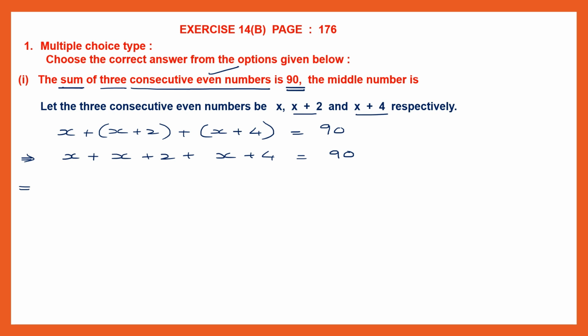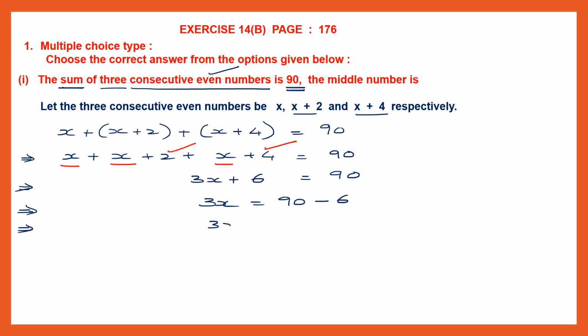Put all the x terms together. So here we have x plus x plus x, that makes it 3x. So 3x plus, here we have 2 plus 4, that is 6. 3x plus 6 is equal to 90. Now we can find the value of only 3x first. So 3x will be equal to 90 minus 6, because here it is plus 6. When it goes to the other side, it becomes minus 6. So now 3x is equal to 90 minus 6, which is 84.